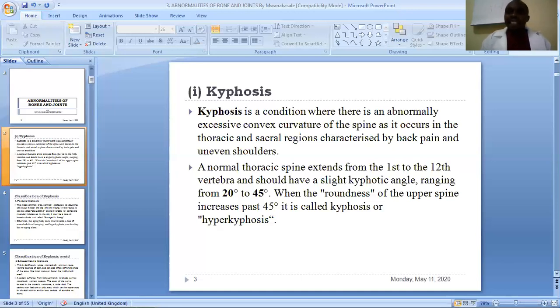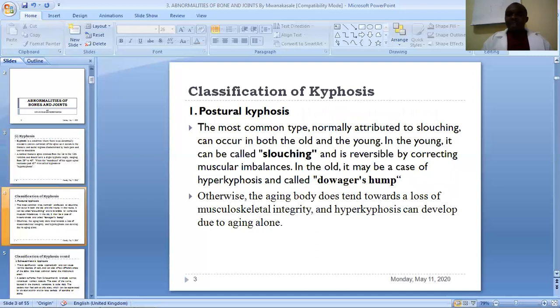Now, meaning that kyphosis takes place in the thoracic region. If this angle, which is referred to as the Cobb angle, is more than 45 degrees, then someone has kyphosis. Now, let's look at the classifications of kyphosis.